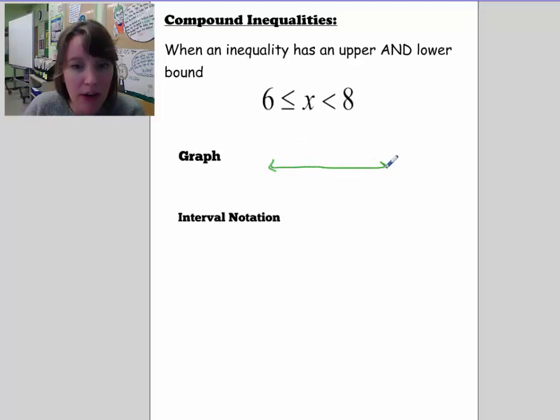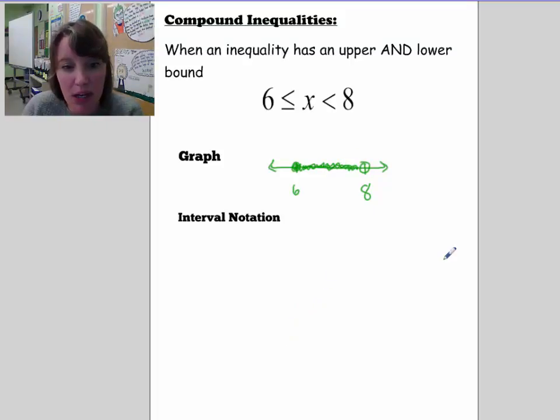Now when we graph it, let's put 6 and 8 on the number line here. We want to translate these inequality symbols into closed and open circles. So here we have a closed circle at 6 and an open circle at 8, indicating one's greater than or equal to and one's strictly less than, and we shade in between. So that's how we graph it.